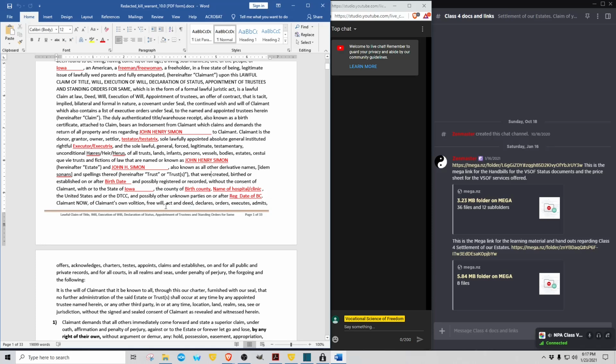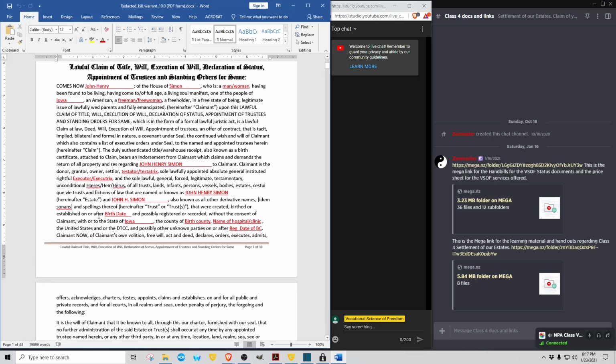Claimant now, of claimant's own volition, free will, act, and deed, declares, orders, executes, admits, offers, acknowledges, charters, testifies, appoints, claims, and establishes on and for all public and private records, and for all courts, in all realms and seas, under penalty of perjury, the foregoing and the following, colon. That establishes everything that you are throughout this entire document.